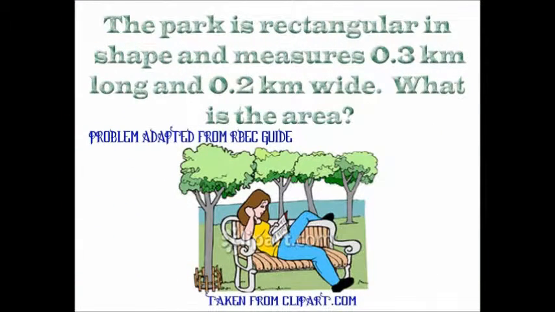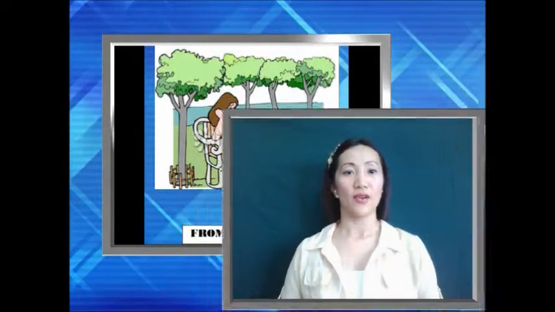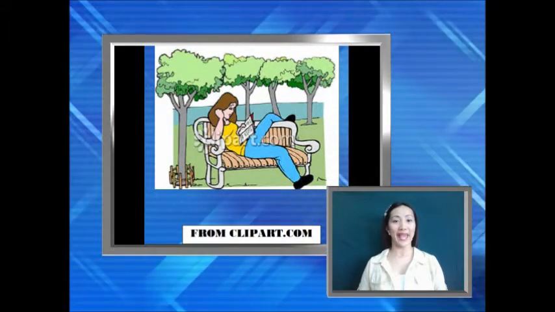Now read and solve the problem. The park is rectangular in shape and measures 3/10 km long and 1/10 km wide. What is the area? Before we solve the problem, let's answer a few questions. What picture do you have in mind when you read the problem? Of course, it would be a rectangular park.